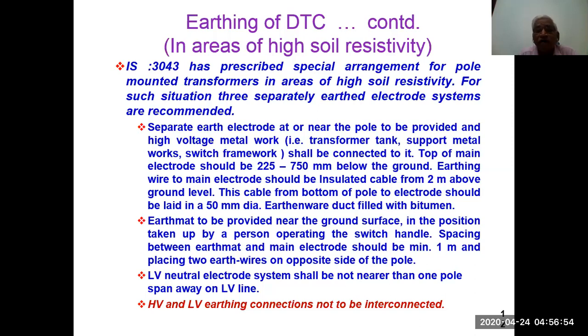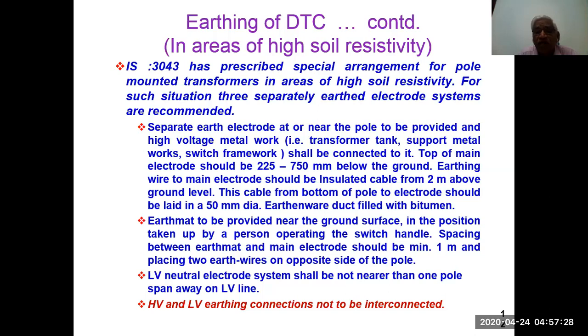Earthing wire to maintain electrode should be insulated cable from 2 meters above the ground level, so that nobody accidentally puts their hand on that ground level. This cable from the bottom of a pole to the electrode should be laid in a 50 millimeter diameter earthenware duct filled with bitumen, and an earthmat to be provided near the ground surface in the position taken by the person operating the switch handle.